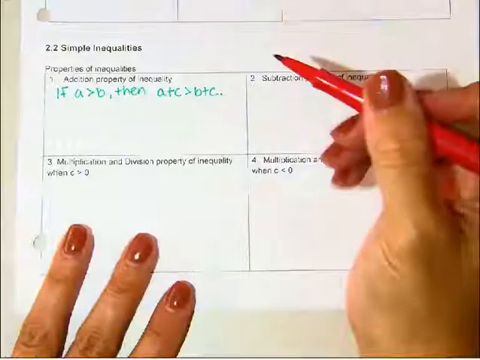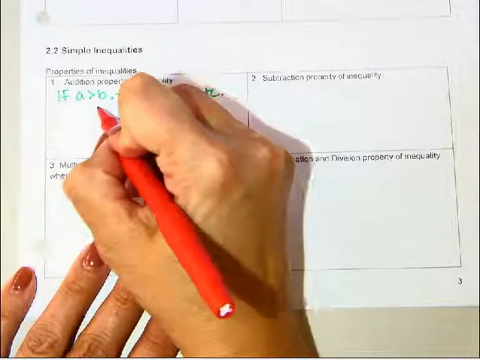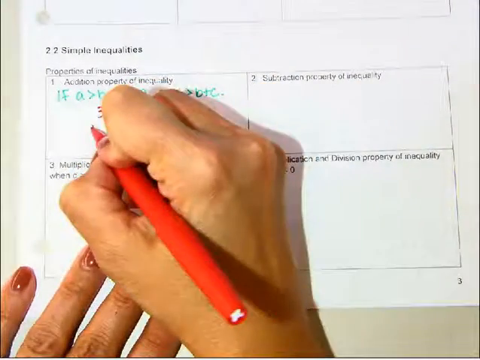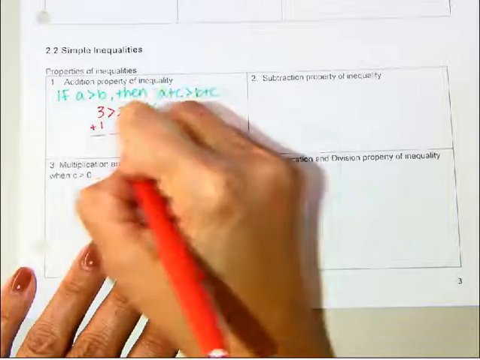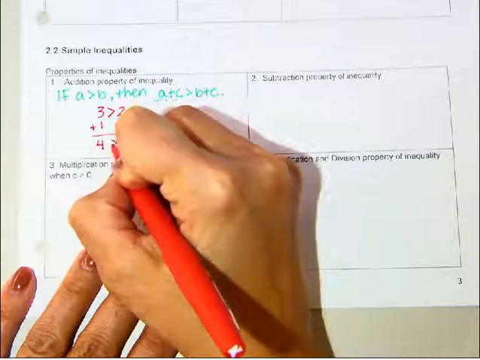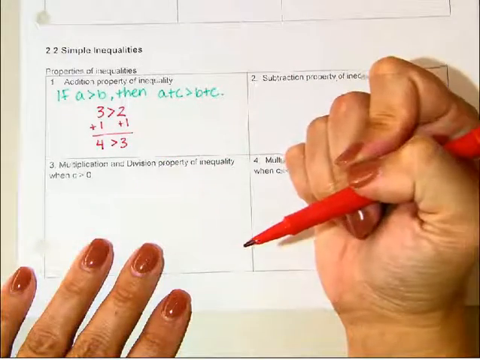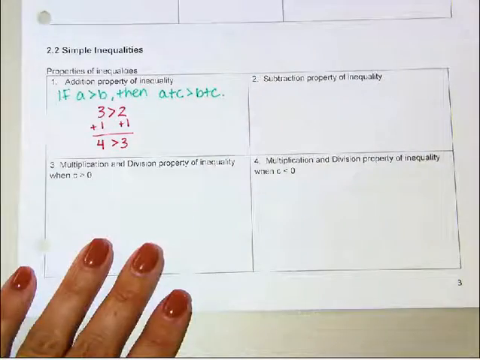So just as an example, if I say, okay, 3 is greater than 2, and I add 1 to both sides, that is 4 will be greater than 3. My symbol did not change, and it's still a true statement.